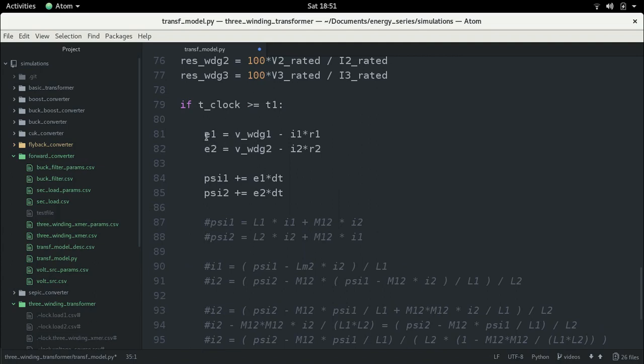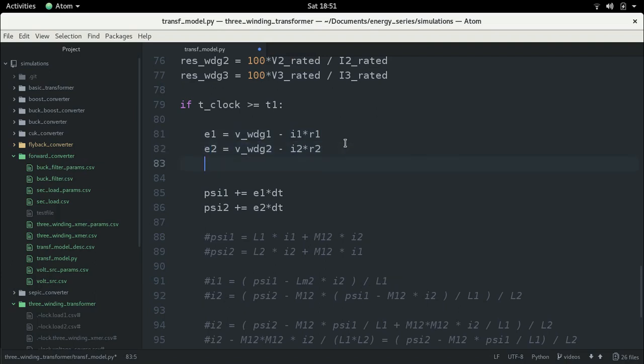So let's keep going. We are now at this stage calculating the induced EMF of the windings with respect to the voltage across the windings and the current provided by the windings. So all we have to do is replicate this equation for the third winding. That is all we have to do: change the subscripts.